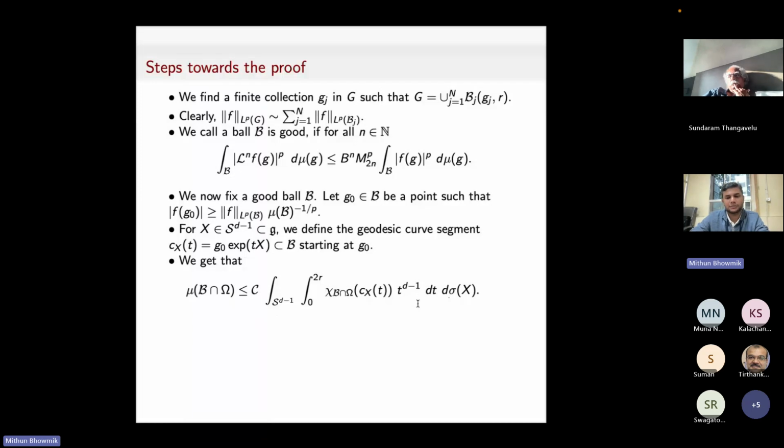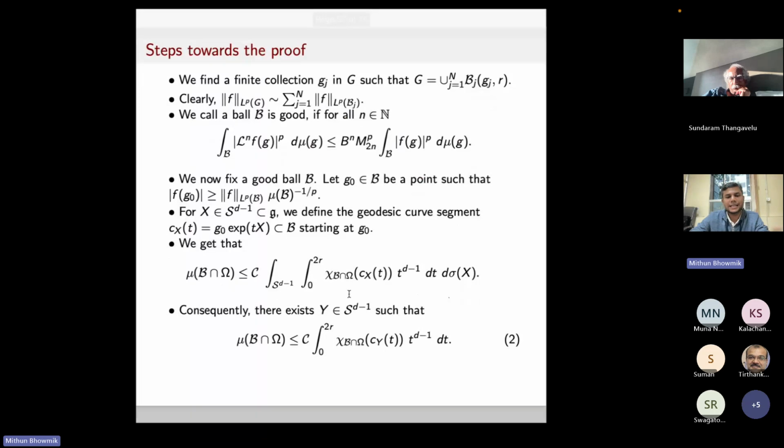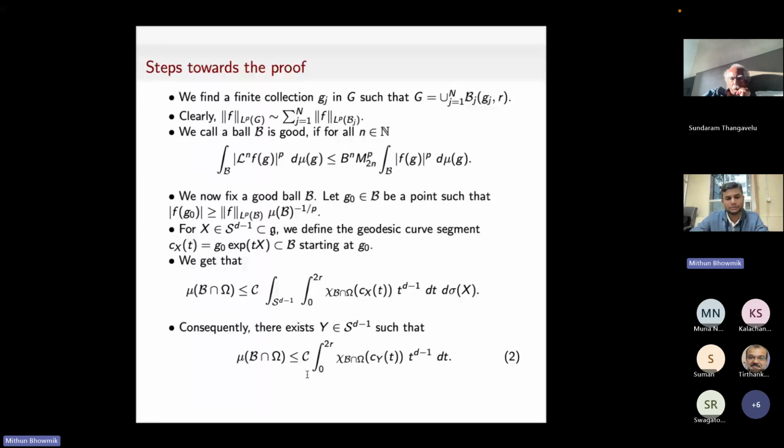So I can write it in terms of geodesic polar coordinates. Then there should exist at least one direction in which this mass is dominated by this quantity. Since it is less than or equal to this quantity, I'll take at least one direction which will dominate this. In that direction, I'll consider the geodesic curve segment, and then restrict the function to this segment only.